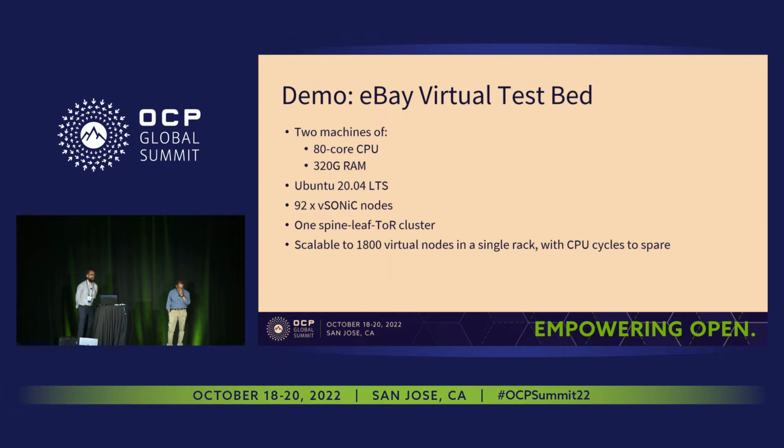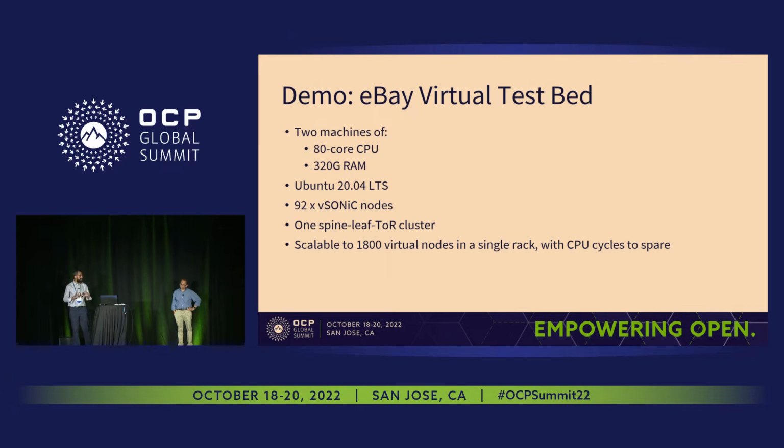The testbed itself was pretty simple, just two machines, a previous generation, not the latest and greatest that we have, but it does not require a lot. Up to 92 VSONiC nodes is what we were able to spin up, with 100% CPU on both. So if you reduce that by half, we were seeing around 50% CPU on each machine.